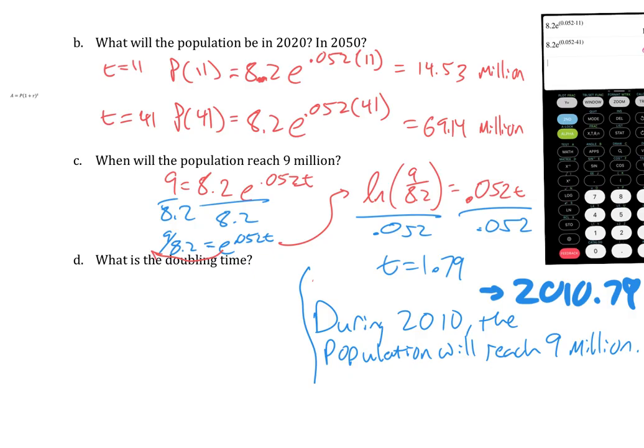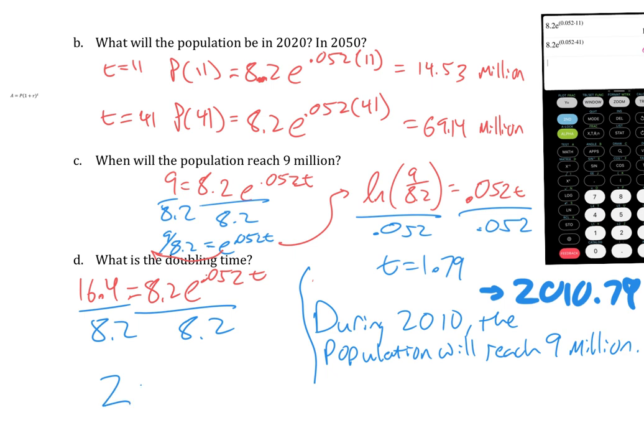All right, last but not least, what's the doubling time? Well, that just means we're going to take that 8.2 and double that to 16.4 equals 8.2 e to the 0.052t. Solve that the same way. Divide by 8.2, divide by 8.2. There's our 2 for doubling. You can jump right to that. We just want this e factor to be doubled.